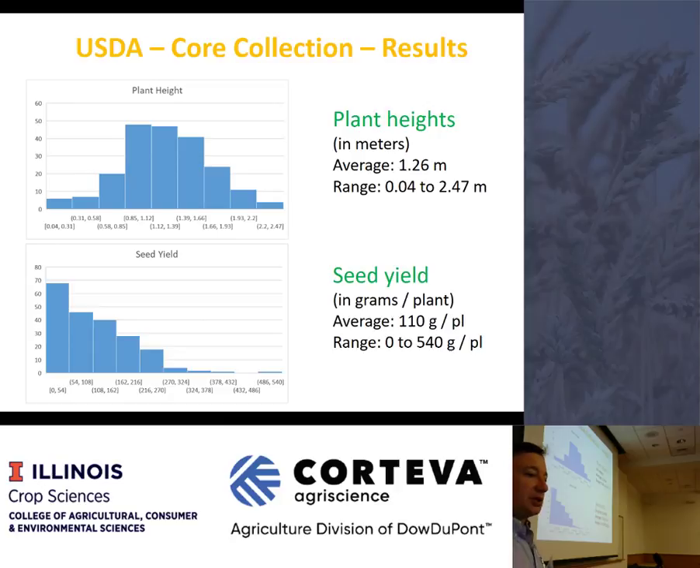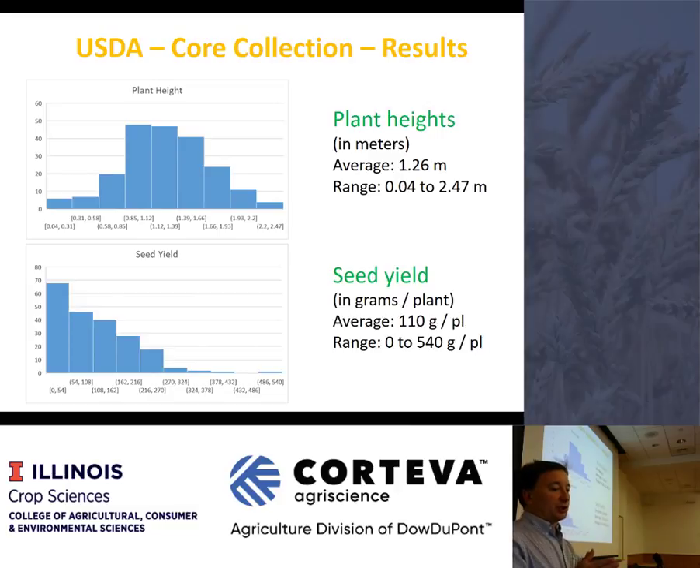Okay, this shows variability in plant heights, where the average was 1.2 meters in height. The range was from dwarf to 2.47, 2.5 meters. Seed yields, obviously, when you're looking at an initial collection and selecting parents, a lot of them are toss-outs, and so many of them would yield very low, below 54 or 50 grams per plant, but some of the best reached up to 540 grams per plant in these separate conditions.